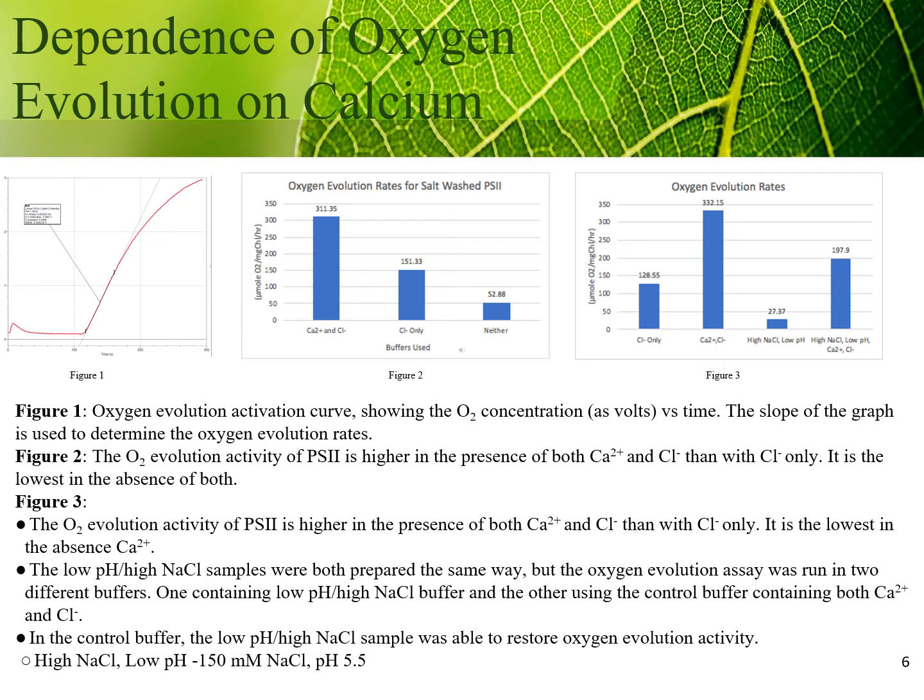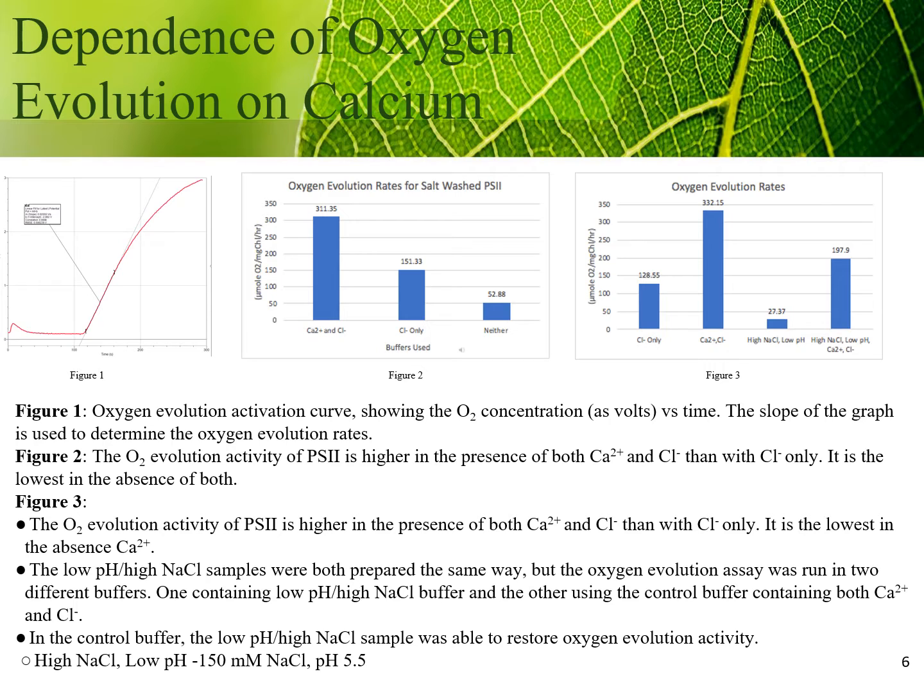This slide shows the dependence of oxygen evolution on calcium. Figure 1 shows the oxygen evolution activation curve, which shows the O2 concentrations as volts versus time. The slope of the graph is used to determine the oxygen evolution rates. Figure 2 shows O2 evolution activity of PS2 is higher in the presence of both calcium and chloride than with chloride only. It is the lowest in the absence of both.